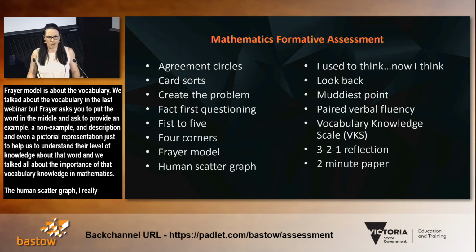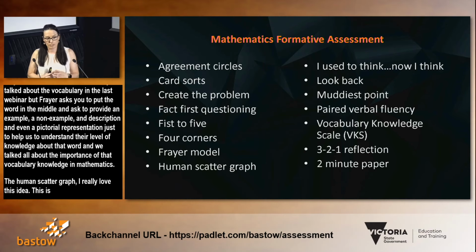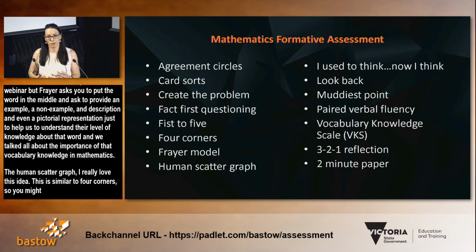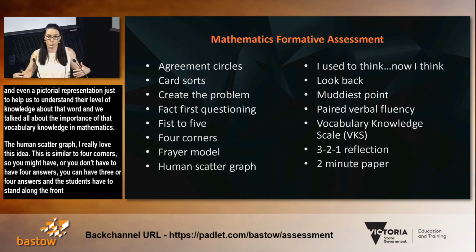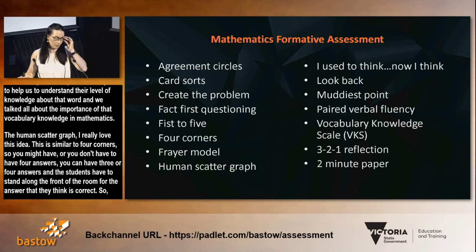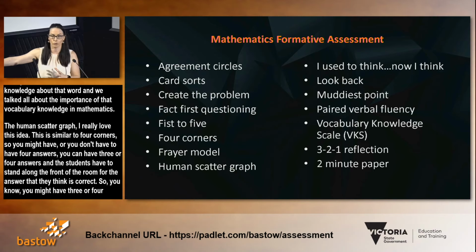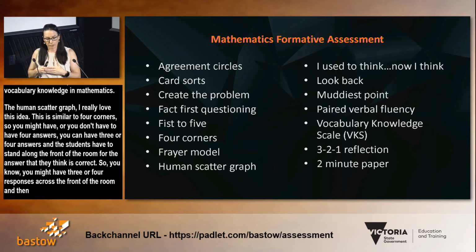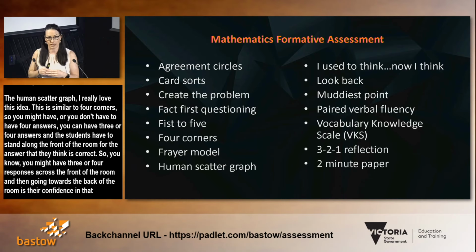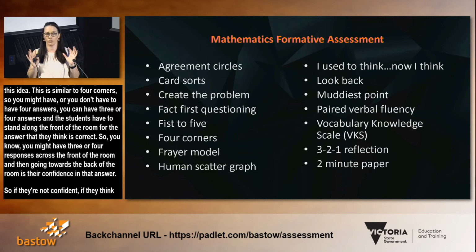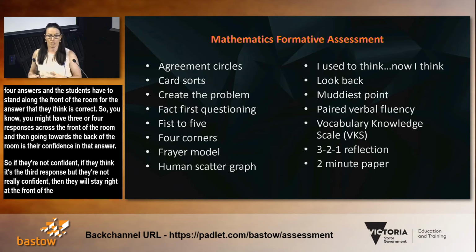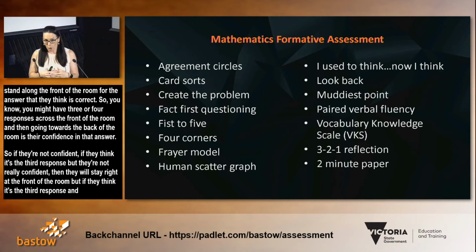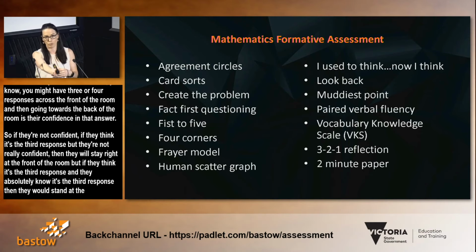The human scatter graph, I really love this idea. This is similar to 4 Corners. So you don't have to have 4 answers; you could have 3 or 4 answers. And the students have to go and stand along the front of the room for the answer that they think is correct. So you might have 3 or 4 responses across the front of the room. And then going towards the back of the room is their confidence in that answer. So if they think it's the third response, but they're not really confident, then they'll stay right at the front of the room. But if they think it's the third response and they absolutely know it's the third response, then they'd stand at the back of the room in line with that answer.